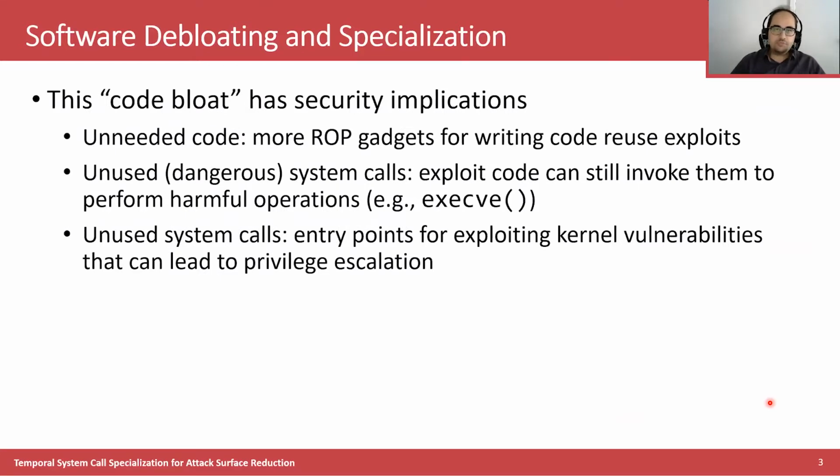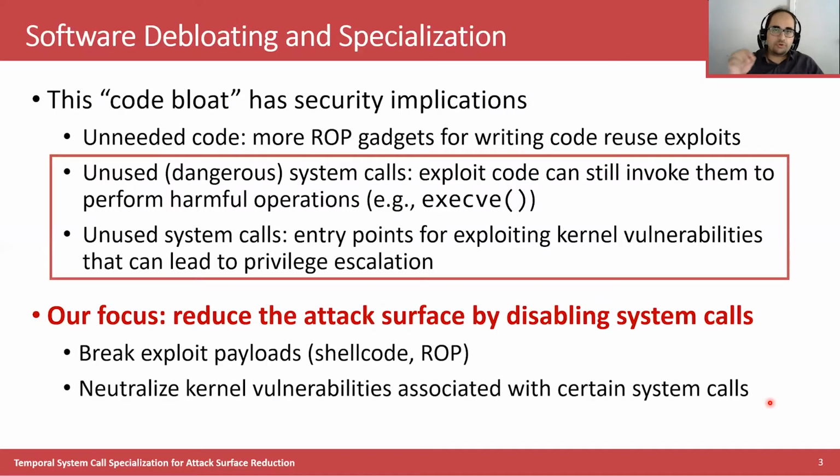So what's the security implication of this code bloat? First of all, the unneeded code provides more ROP gadgets for writing code reuse exploits. The unused system calls can be invoked in the exploit code to perform harmful operations, such as execve. Also, the unused system calls can be used as entry points for exploiting the kernel vulnerabilities that can lead to privilege escalation. The focus of our work is to reduce the attack surface by disabling system calls, both breaking the exploit payloads and neutralizing kernel vulnerabilities associated with those system calls.